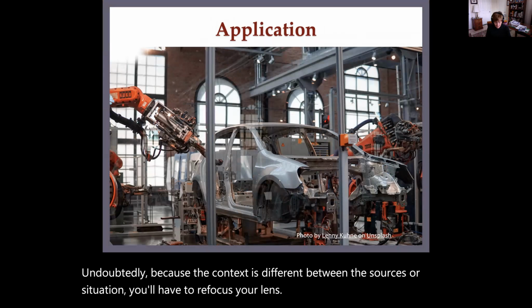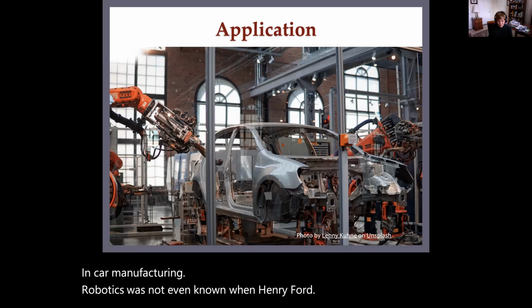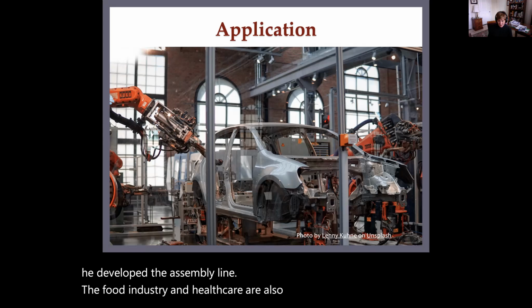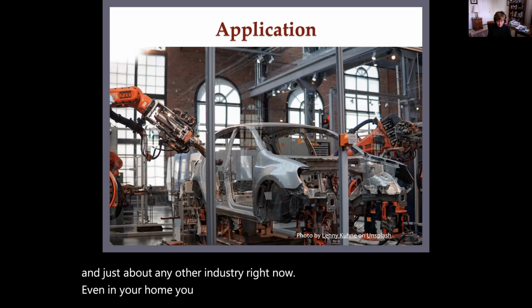Robotics is used here with this car, in car manufacturing. Robotics was not even known when Henry Ford invented the automobile, was it? But he developed the assembly line. The food industry and healthcare are also using robotics, as well as logistics and just about any other industry right now. Even in your home, you have robotics.